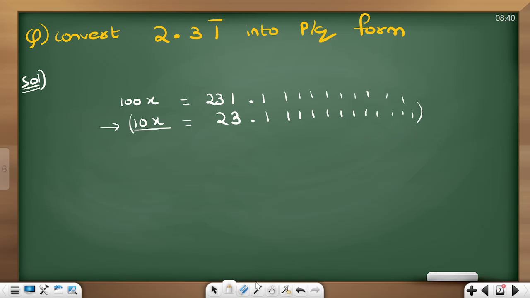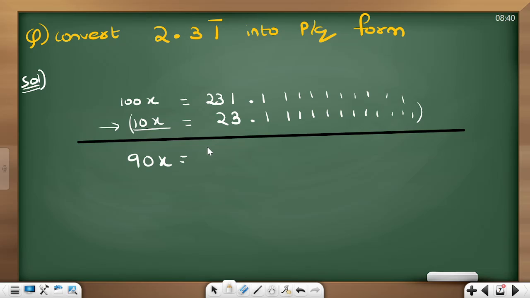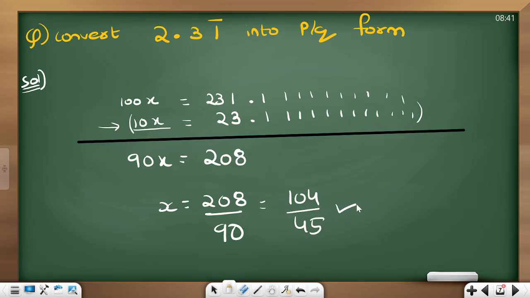I don't have any use with the original equation that I am erasing. I have to only subtract these two things. So 100x minus 10x is going to be 90x, that is equal to 231 minus 23. So I think it is going to be 208. 231 minus 23, yes, it's 208. So x is equal to 208 divided by 90. You can cancel with the two table, 104 and 45. That's it. So 104 by 45 is your answer.